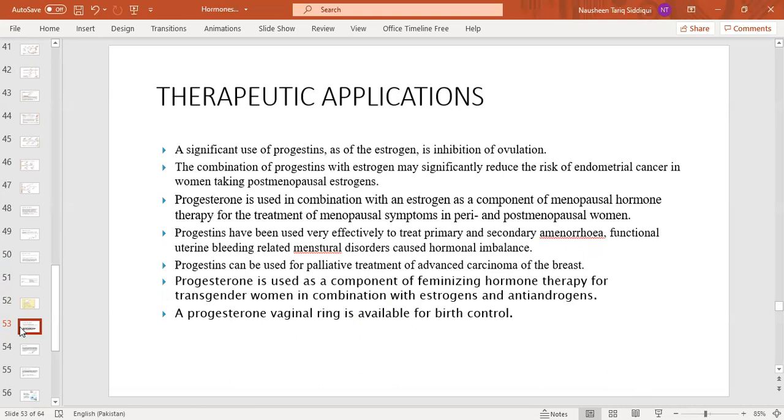Progestin has been used very effectively to treat primary and secondary amenorrhea, functional uterine bleeding, and related menstrual disorders caused by hormonal imbalance. Progestin can be used for palliative treatment of advanced carcinoma of the breast. Progesterone is used as a component of feminizing hormone therapy for transgender women in combination with estrogen and anti-androgens. A progesterone vaginal ring is available for birth control.